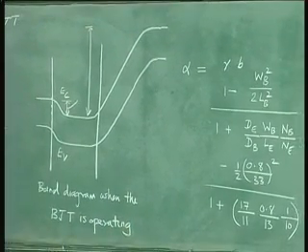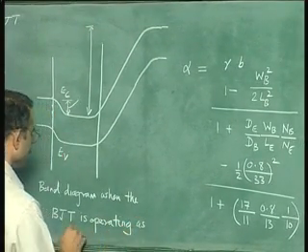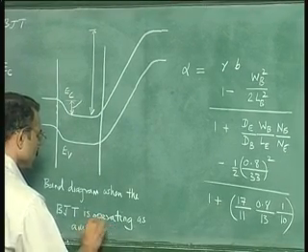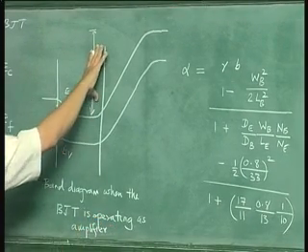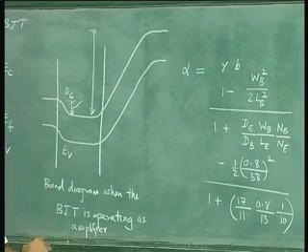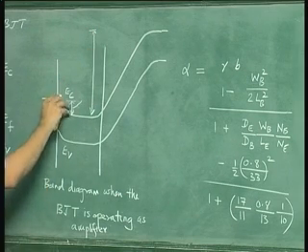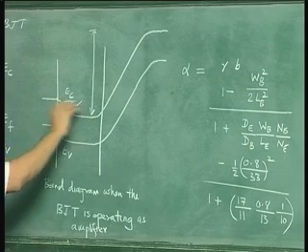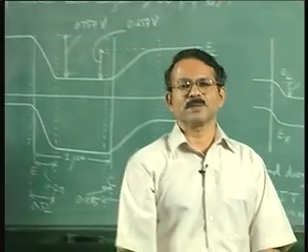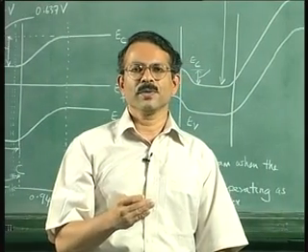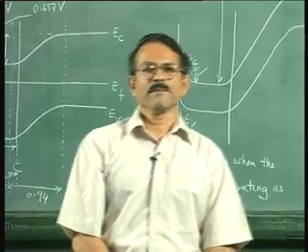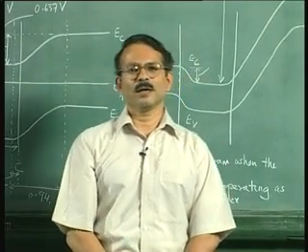When the BJT is operating as an amplifier, the collector base voltage keeps changing, so this height will keep changing. The emitter base voltage also keeps changing a little bit, so this height may change a little bit, but here the variation will be large because you can have the collector base bias going from 0 to very high reverse biases. Okay. So that is the energy band diagram of the bipolar junction transistor.